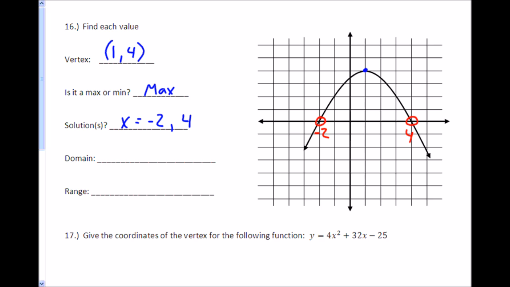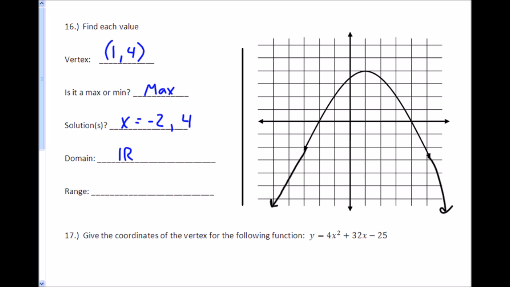And now domain and range. When you think about domain, it's like passing a vertical line over this function. If I take a vertical line and drag it over my function, where's it going to touch? Keep in mind that these arrows mean this extends forever in each of these directions. So my vertical line is always touching the parabola, which means my domain is all real numbers.